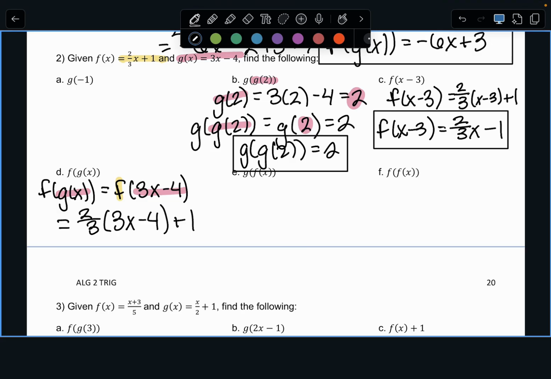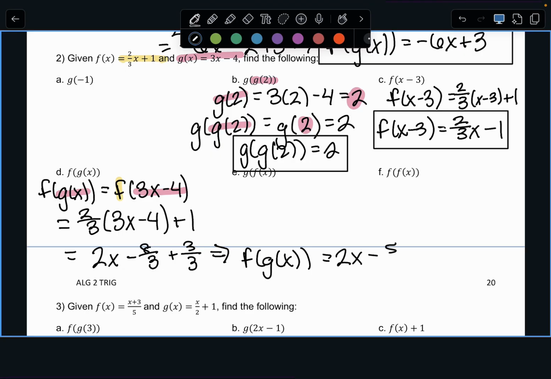We distribute. What's 2/3 of negative 4? Negative 8/3. Leave it as a fraction. We get 2x, and then 2/3 times negative 4 is negative 8/3, plus 1. 1 is 3 over 3, so negative 8/3 plus 3/3 is negative 5/3. So our final answer: f of g of x is equal to 2x minus 5/3.